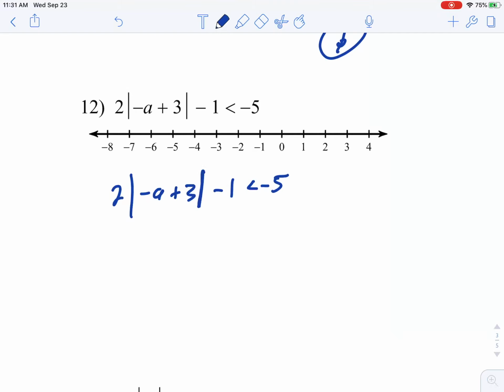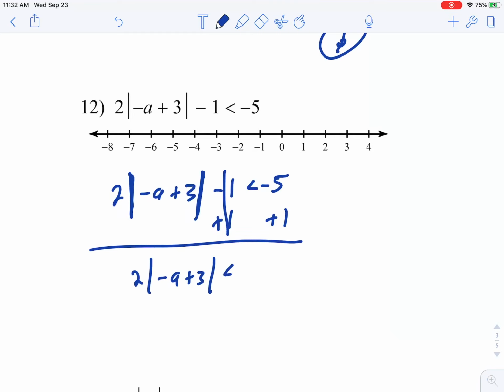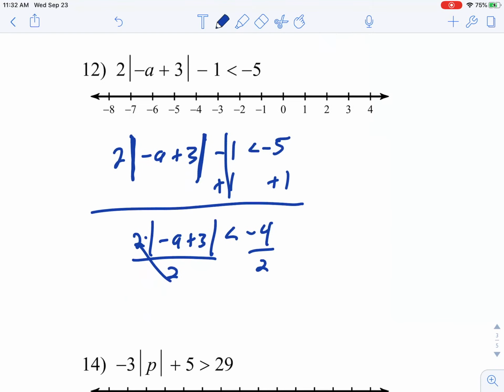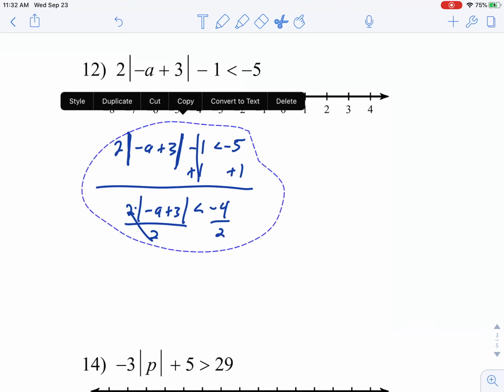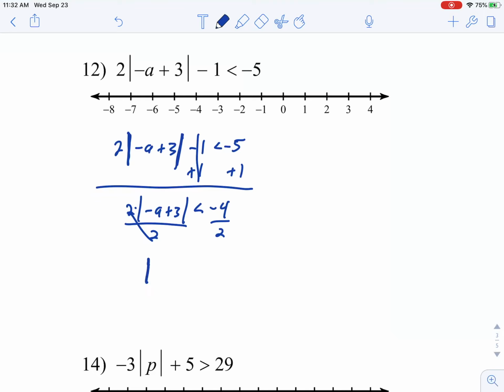So in this problem, let's see, I don't want my bars to look too much like that one. Okay, I'm going to add 1 to both sides. 2 absolute -a plus 3 is less than -4. This is 2 times, so you have to divide by 2. I get absolute -a plus 3 is less than -2.